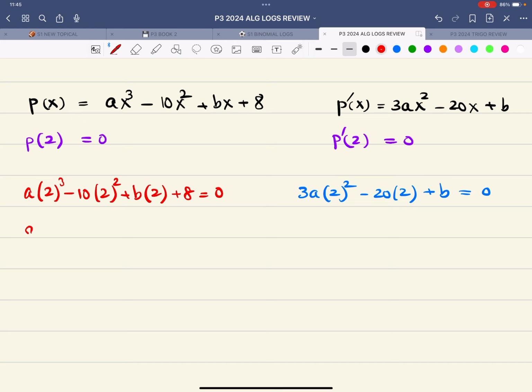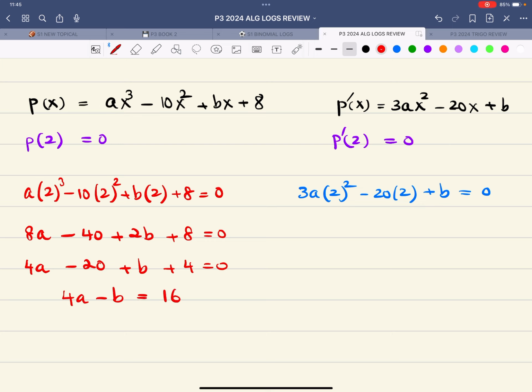The first one, that is 8a, 4 into 10 is 40, and this is 2b plus 8 equals to 0. Let's divide by 2. That is 4a minus 20 plus b plus 4 equals to 0. Therefore, 4a minus b equals to positive 16. When it's taken to the other side, it becomes positive. This is equation number 1.